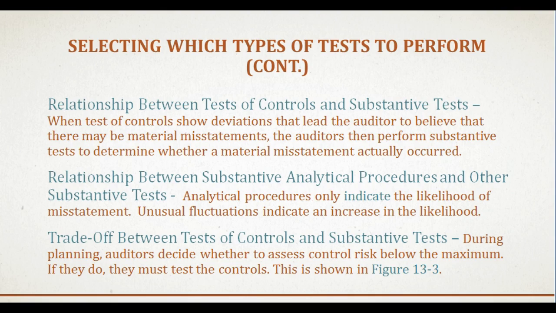When tests of control show deviations that lead the auditor to believe that there may be material misstatements, the auditors then perform substantive tests to determine whether a material misstatement actually occurred. Analytical procedures only indicate the likelihood of misstatement. Unusual fluctuations indicate an increase in the likelihood of the misstatement. During planning, auditors decide whether to assess control risk below the maximum. If they do, they must test the controls.